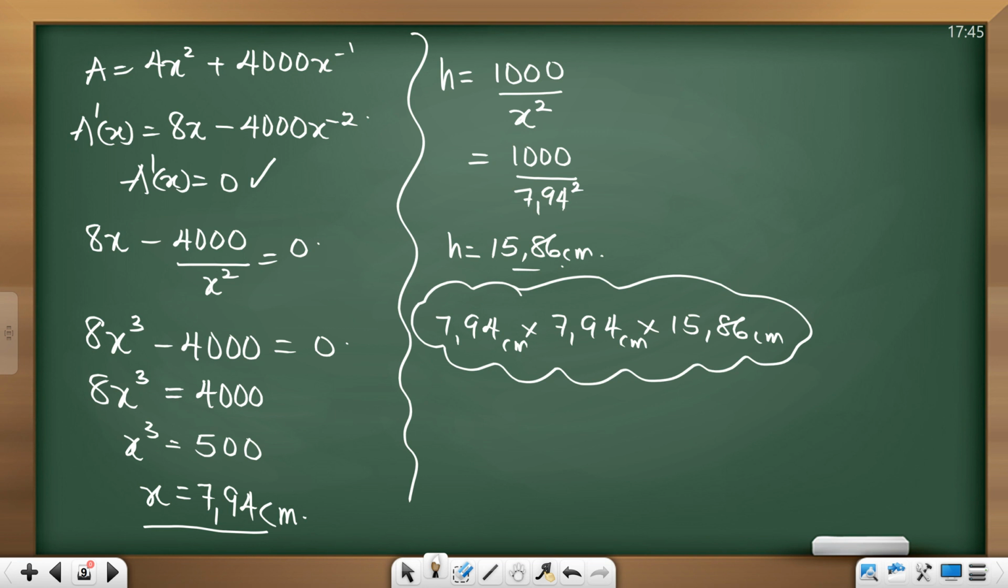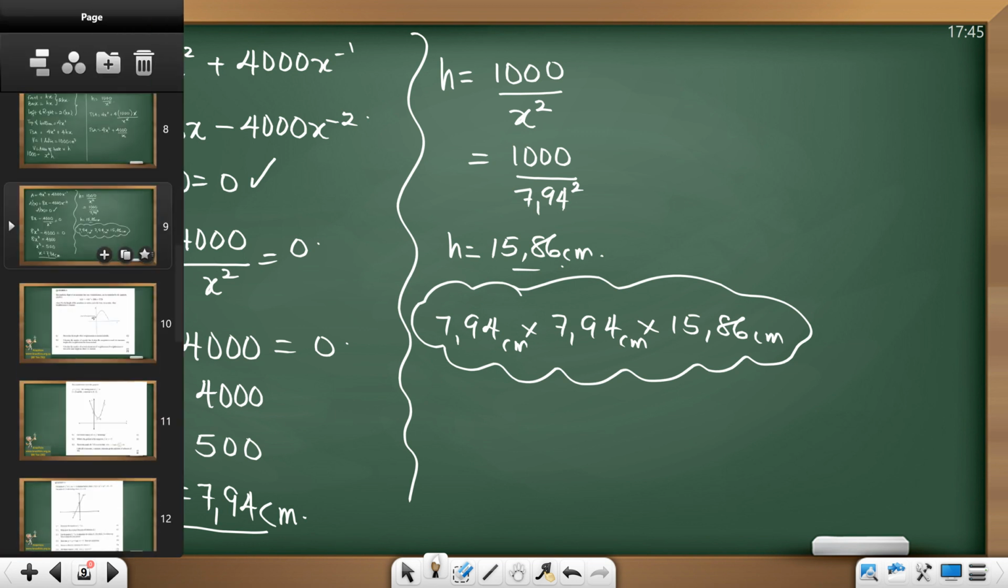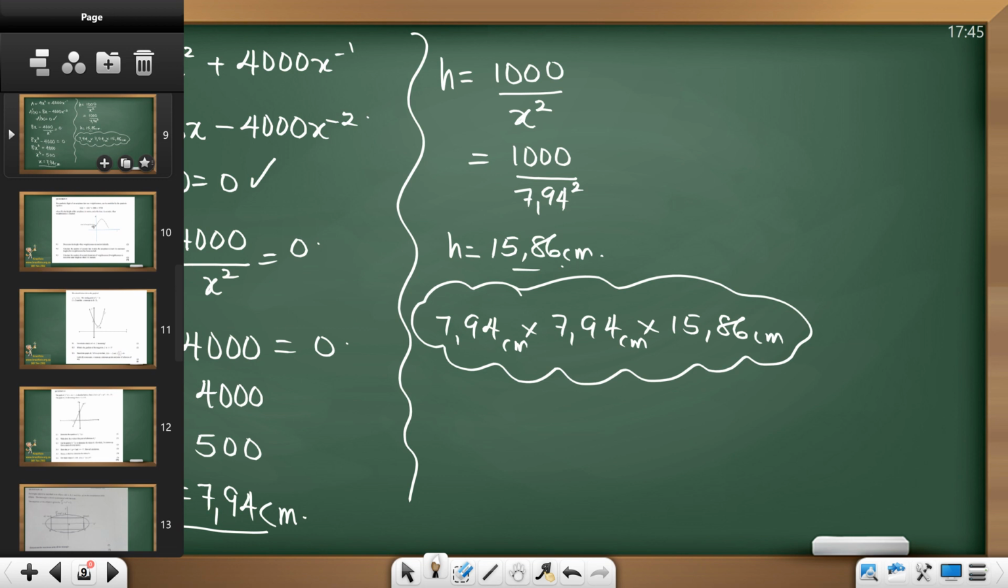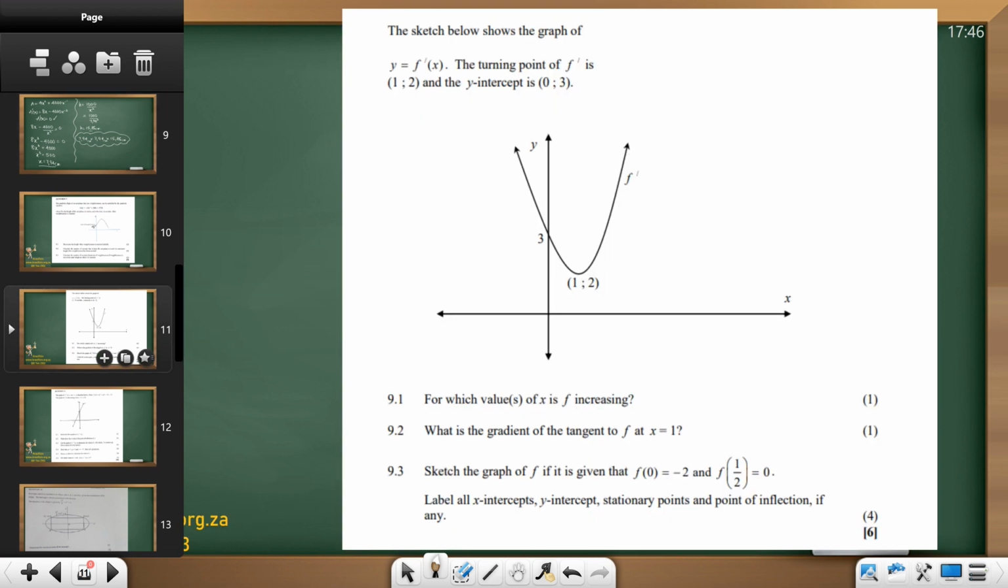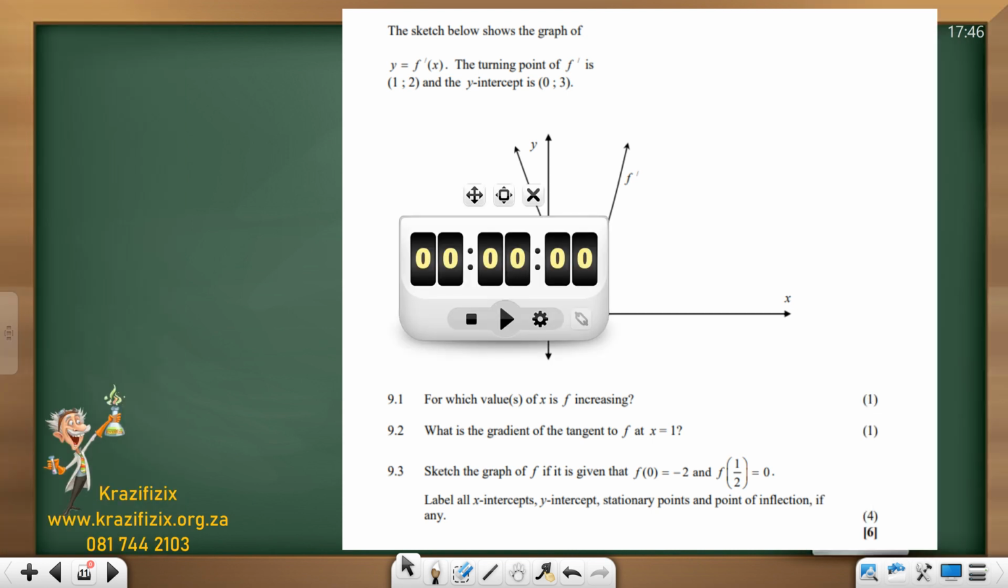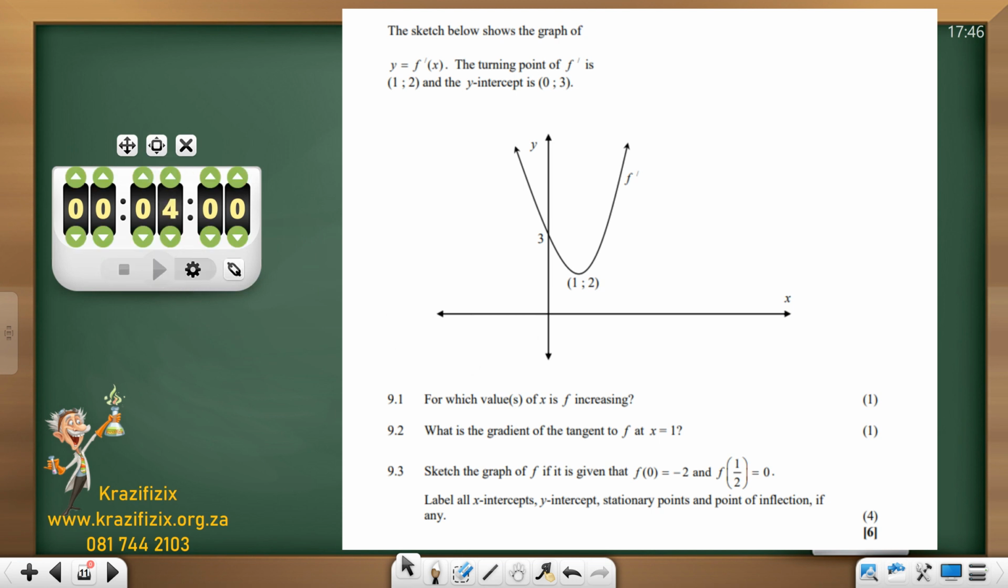Okay, guys. I know these are the places where we have a bit of issues. It's just practice, practice, practice. Before I go there, let me give you 8 minutes. Cubic graph now.